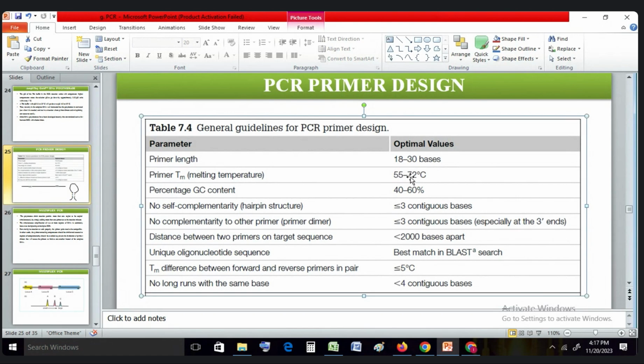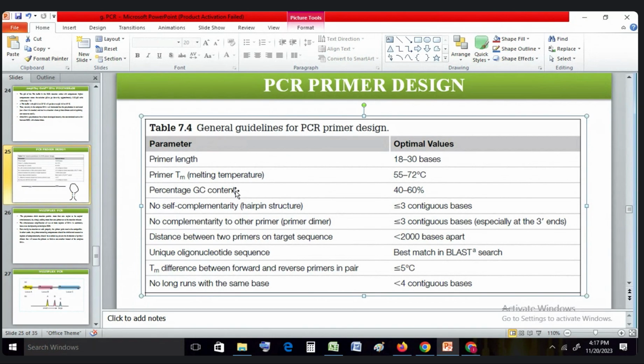This is a high temperature. At this temperature, only complementary DNA should bind very firmly. Non-specific binding should be avoided by this temperature. Next thing is percentage of GC content.